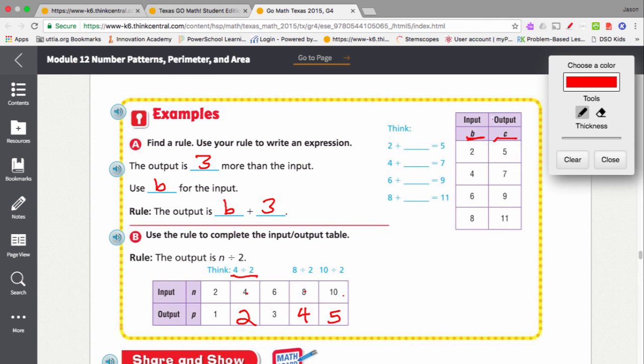Also, you'll notice that there are 2 different ways of writing the table. If it's written vertically, you'll see the input on the left, output on the right. If it's written horizontally, you'll see the input on the top and the output on the bottom. They always look one of these 2 ways. So just remember those placements of the input and output.